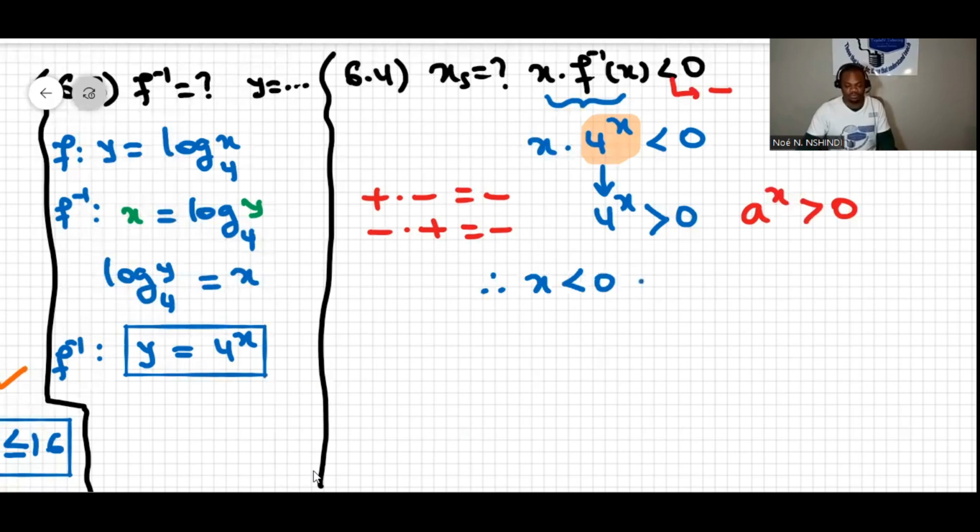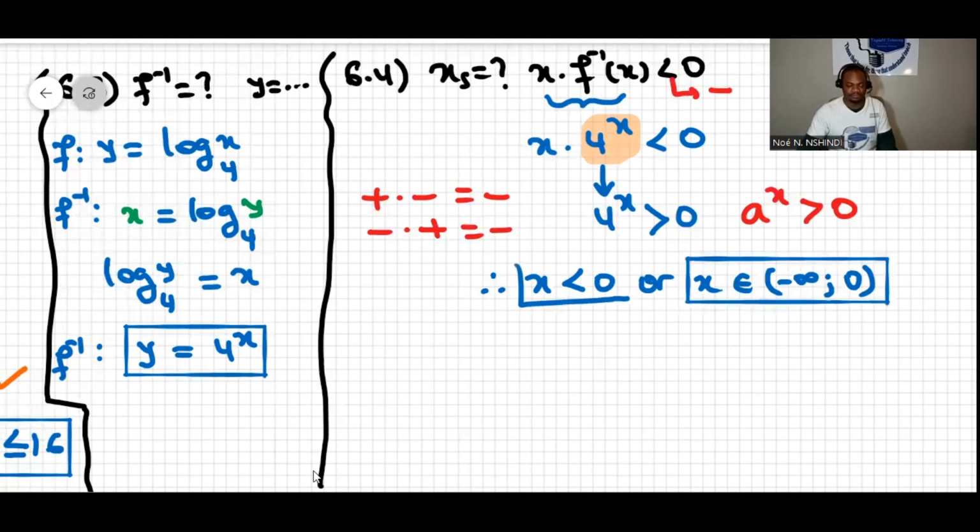Or it can also be written like x is an element of the interval from negative infinity to 0, excluding infinity and 0. So it can be written like that or like that. Okay, thank you.